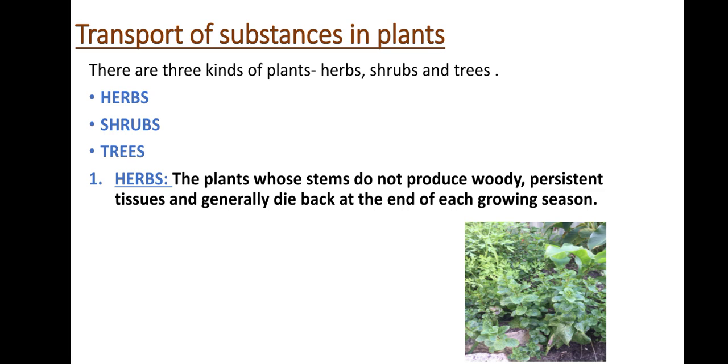Let us first discuss herbs. Herbs are the plants whose stems do not produce woody, persistent tissues and generally die back at the end of each growing season. Their stems are green, thus they manufacture food along with the leaves.